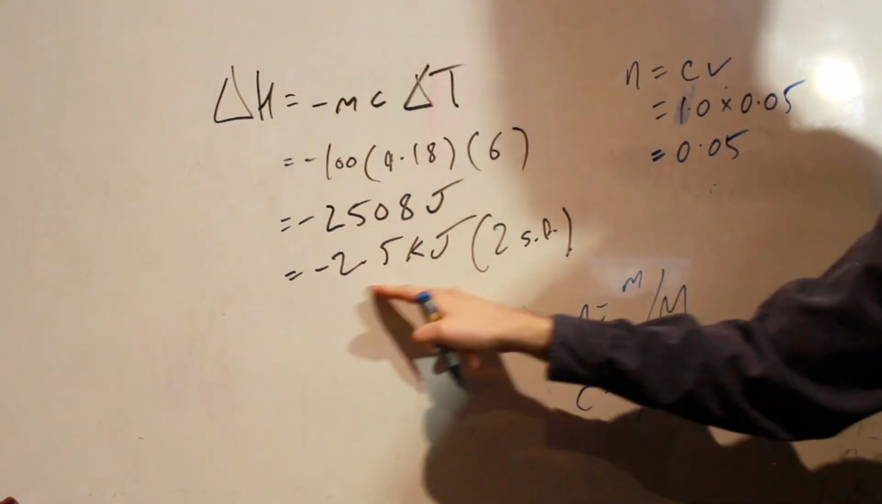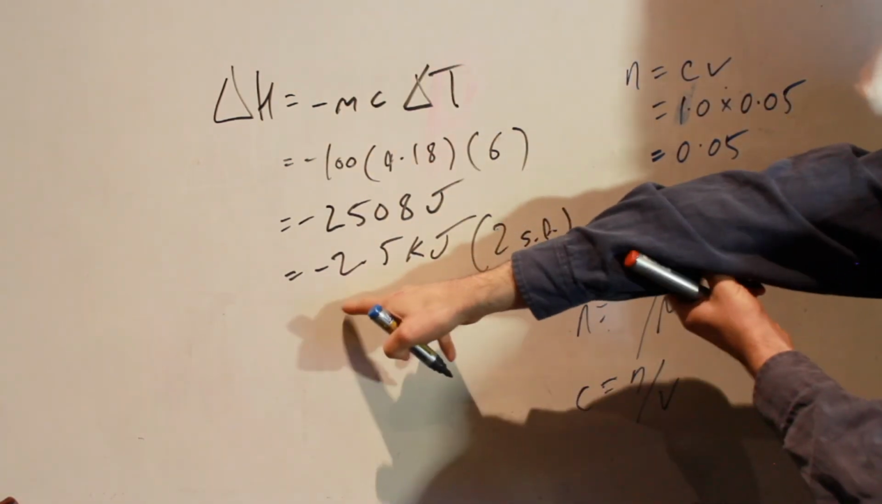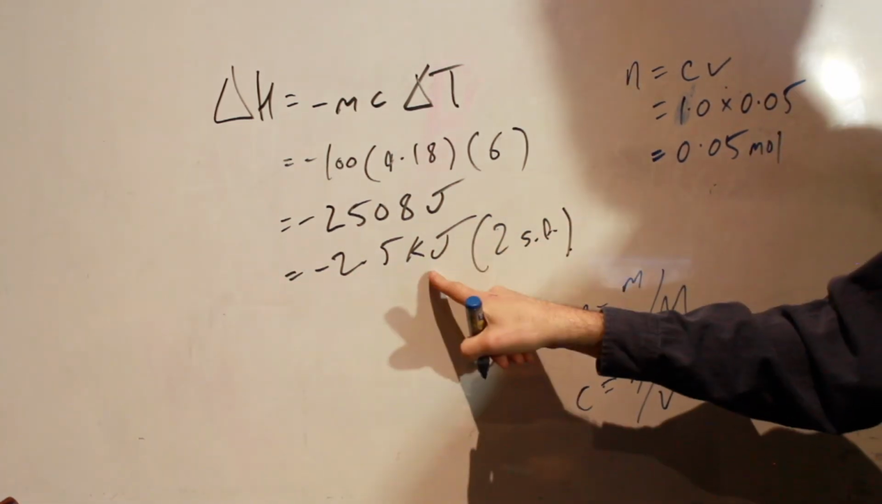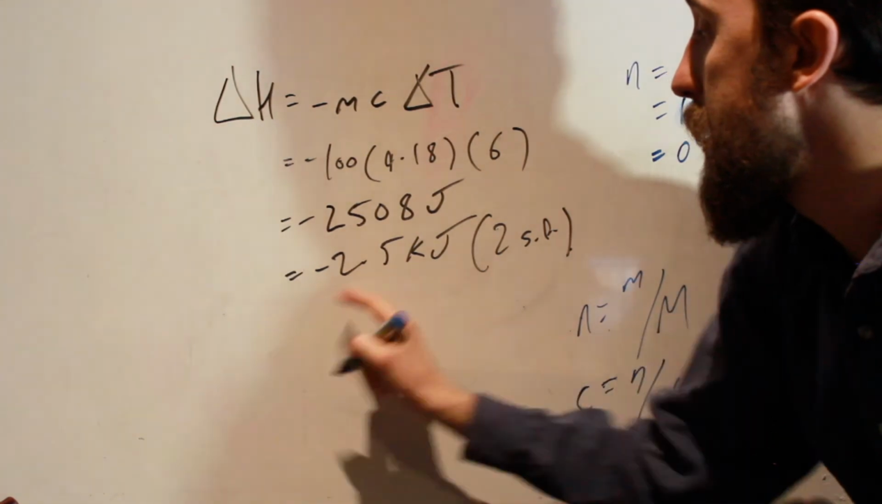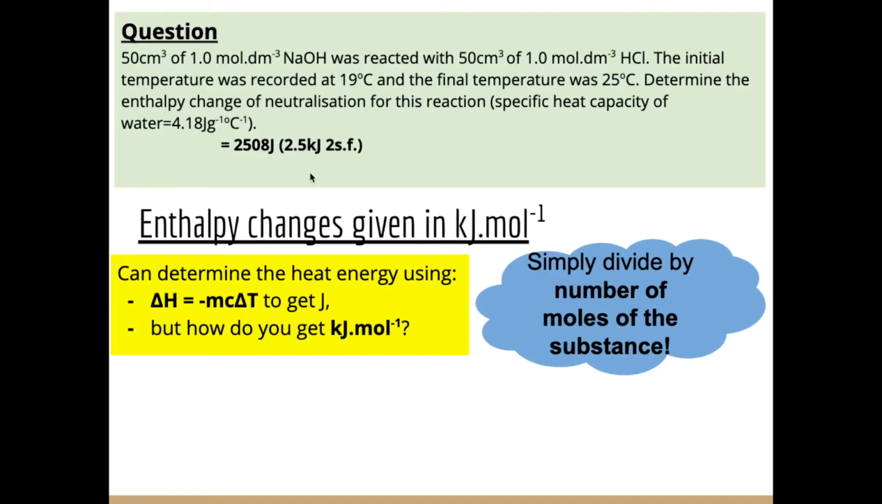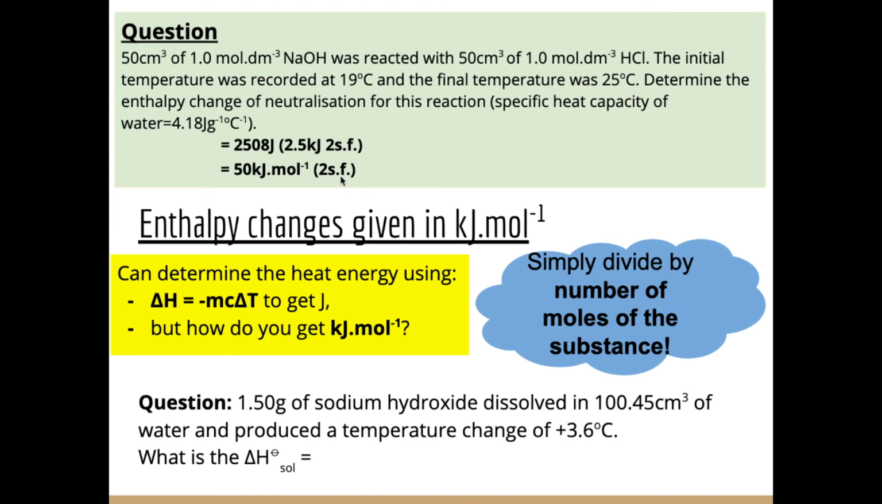So then to get the number of kilojoules per mole, I've got the moles over here, I've got the kilojoules over there, I just go that divided by that, which if I punch that into my calculator, we should get an answer of 50 kilojoules per mole to two significant figures. Let's check out another question.